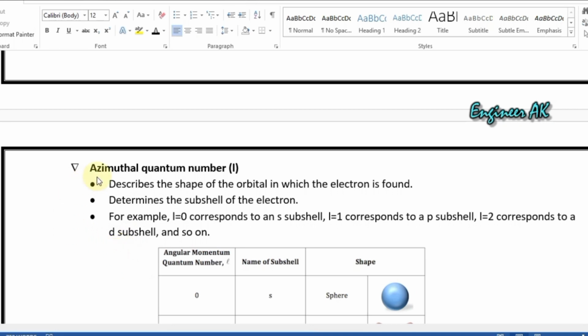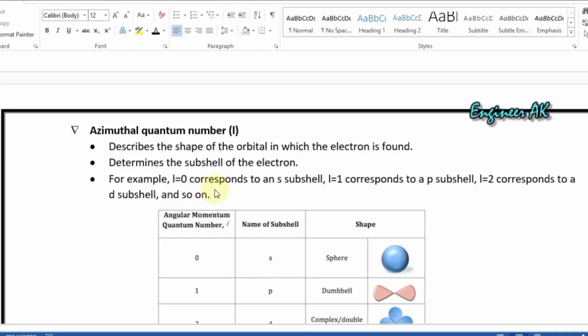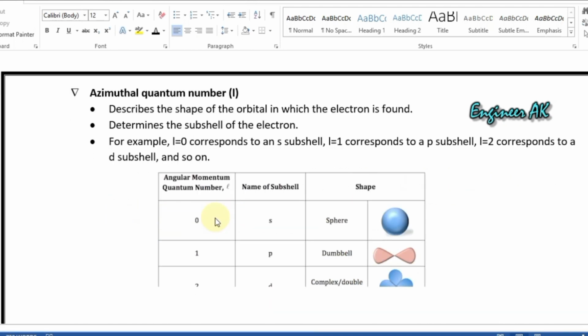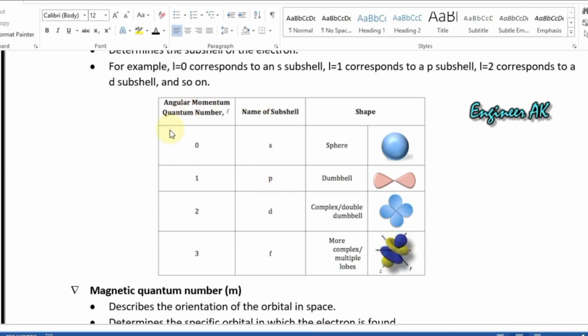Next, the azimuthal quantum number, represented by a small l. It describes the shape of the orbital in which electrons are found. It tells us the orbital shape, that is, the shape of the orbit in which the electrons exist. It determines the subshell of the electron. For example, if l is equal to 0, it corresponds to the s subshell. If l is equal to 1, it's the p subshell. l equal to 2 is the d subshell, and so on. So 0 for s, 1 for p, 2 for d, 3 for f.